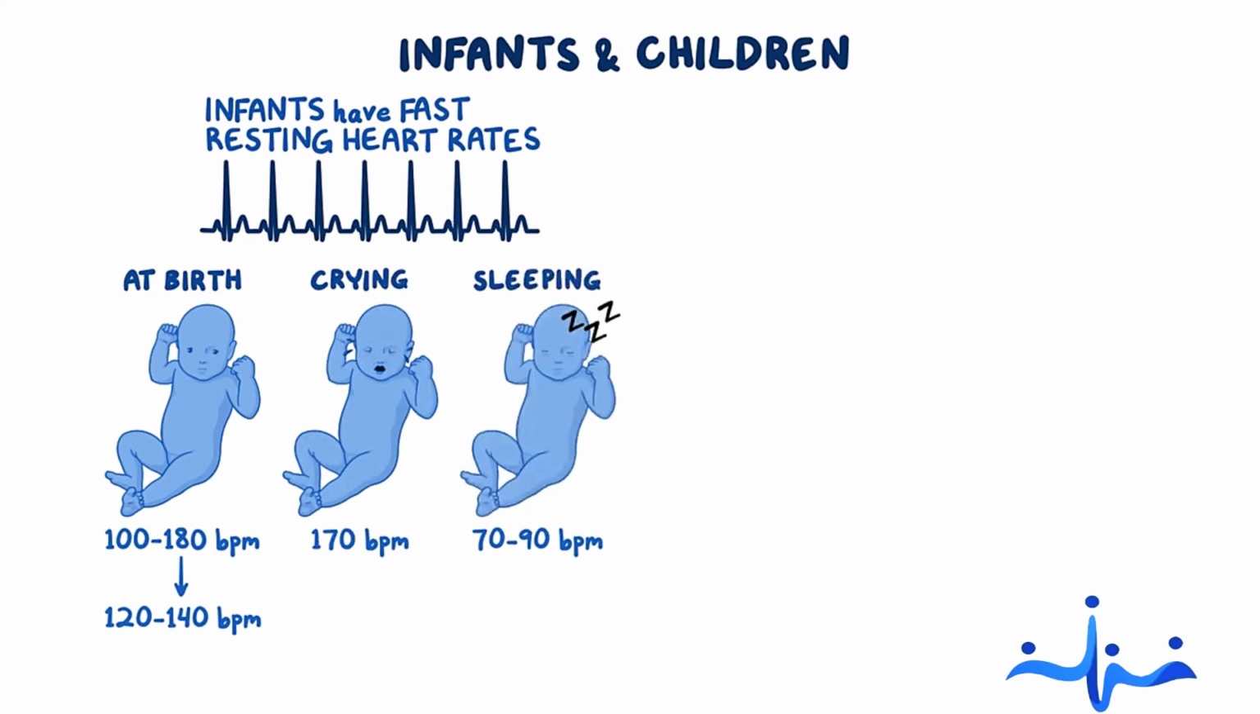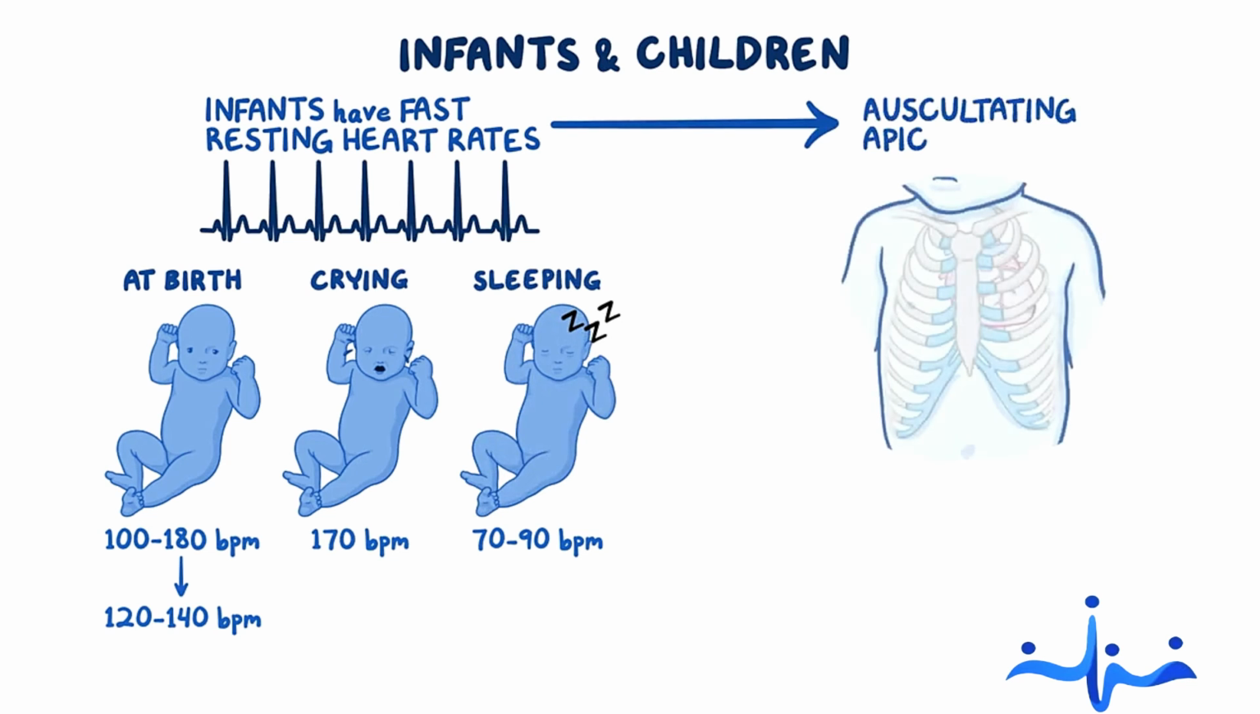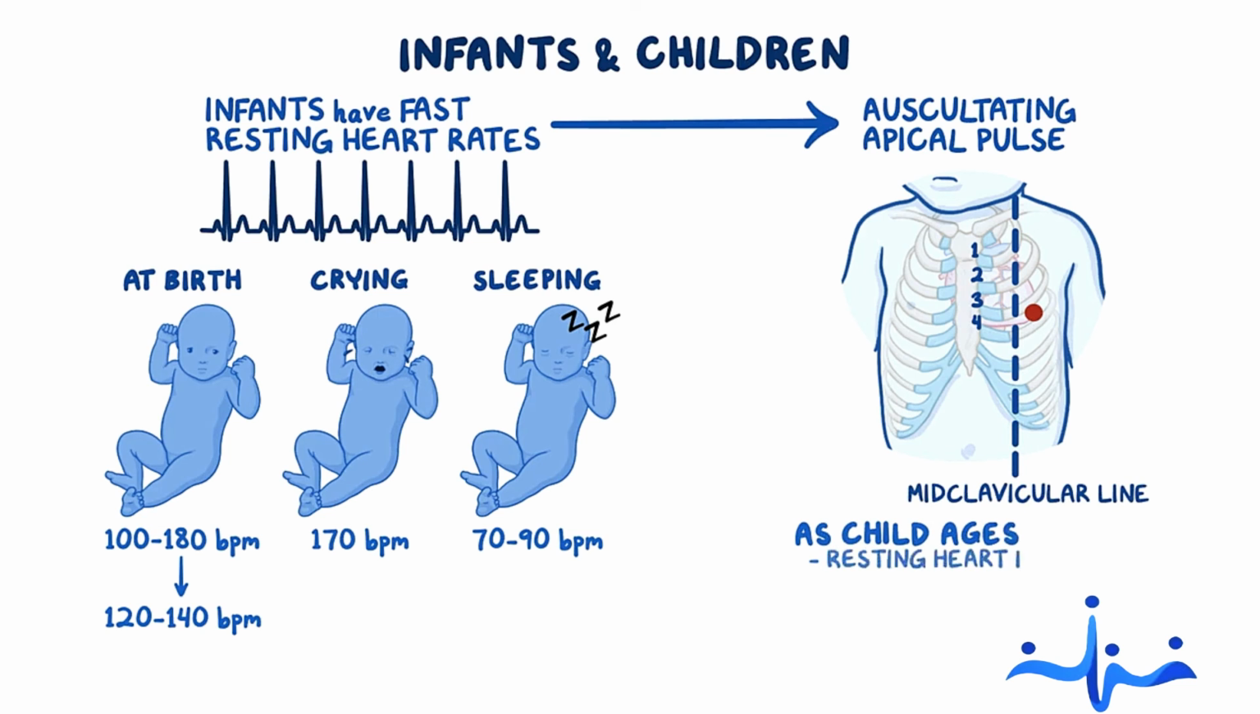Because of the fast heart rate, the easiest way to measure heart rate in infants is by auscultating the apical pulse. Infants also have a heart that's more horizontal than in adults. The apical pulse should be at the fourth intercostal space, just lateral to the midclavicular line. As a child ages, their resting heart rate will decrease until it stabilizes in adulthood.